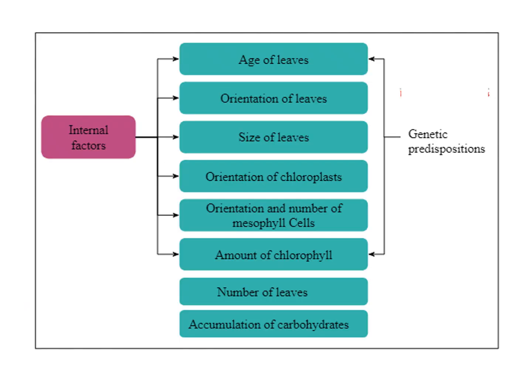These are some internal factors which affect the rate of photosynthesis: age of the leaves, orientation of the leaves, size of the leaves, orientation of chloroplast, orientation and number of mesophyll cells, amount of chlorophyll, genetic predispositions, number of leaves, and accumulation of carbohydrate.